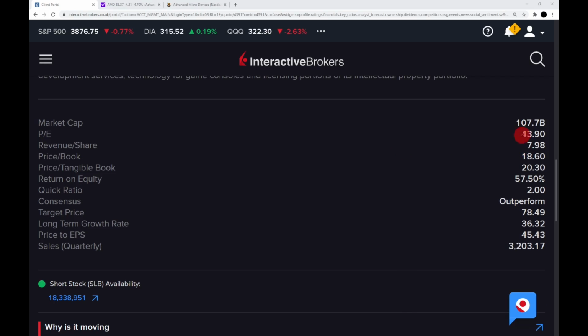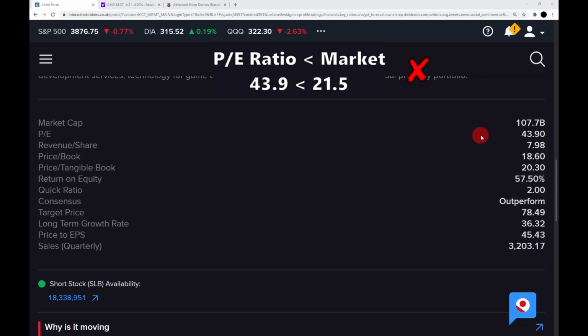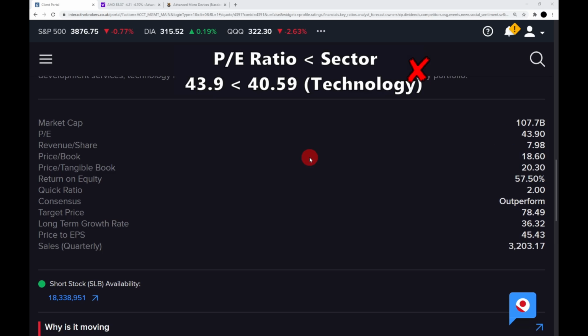The first is the P ratio less than the market, and the current market is 21 and AMD is 43.9, so that is a fail there. Second step is the P ratio less than the sector, and the sector it is in is technology, and that has a P ratio of 41, so that fails again, and it is greater than the sector.